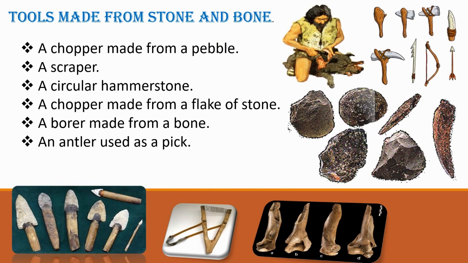Tools made from stone and bone. So student, let's study about the tools which were made from stone and bone in Stone Age periods. A chopper made from a pebble, scrapers, circular hammer stone, chopper made from a flake of stone, borer made from a bone, antler. So let's study more about them in detail.